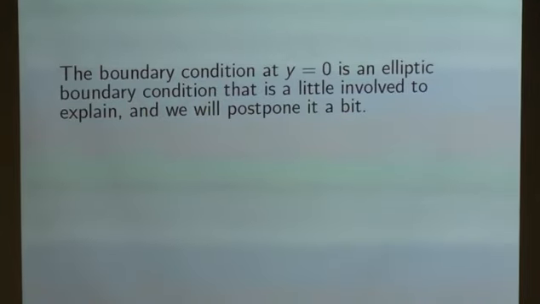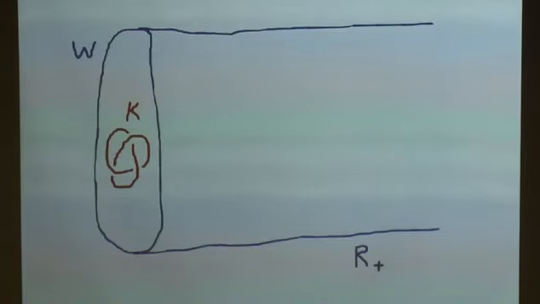Now, the boundary condition at y equals 0 is an elliptic boundary condition that's a little bit involved to explain. So I'm going to postpone that for a bit. So just imagine that I've told you what the equations are, I told you the boundary condition up here. There's going to be a slightly tricky elliptic boundary condition at y equals 0.